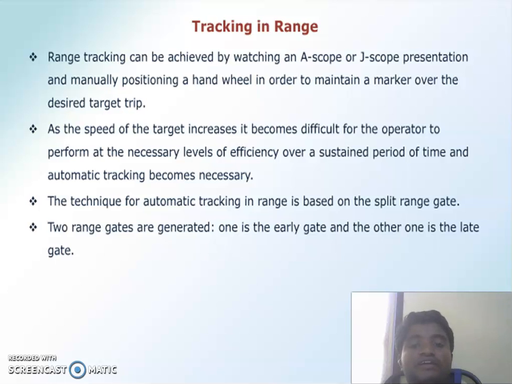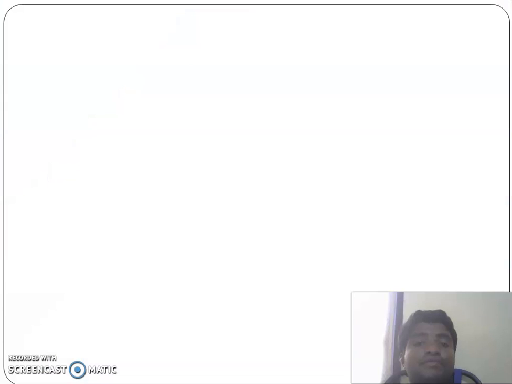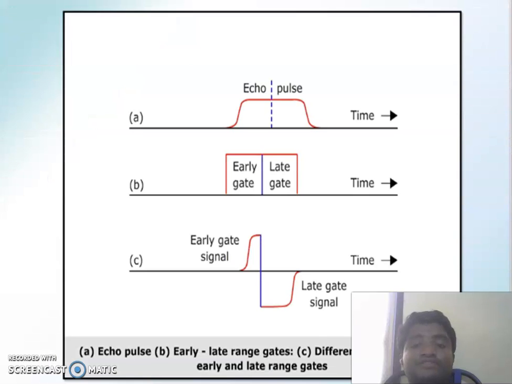The automatic tracking in range is obtained by using a split range gate. This split range gate consists of two gates. One is the early gate and the other one is the late gate. These are the waveforms: the first waveform is the echo pulse waveform, the second one is the early gate and late gate, and the third waveform is the response of the early gate and late gate.